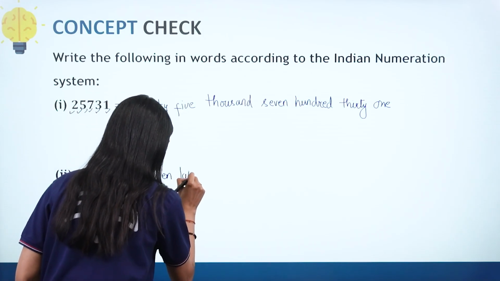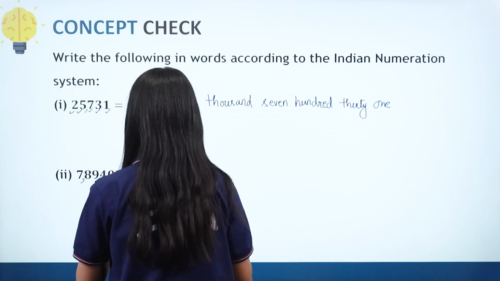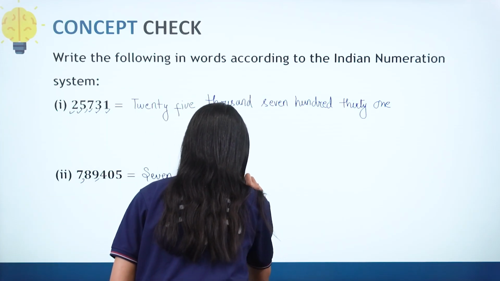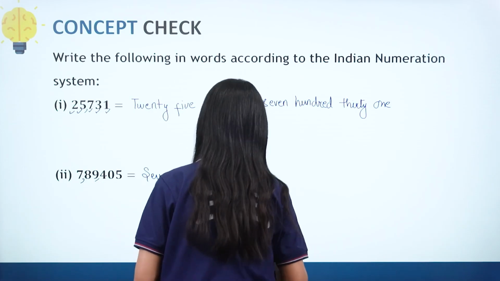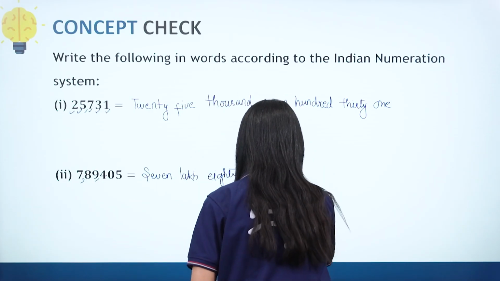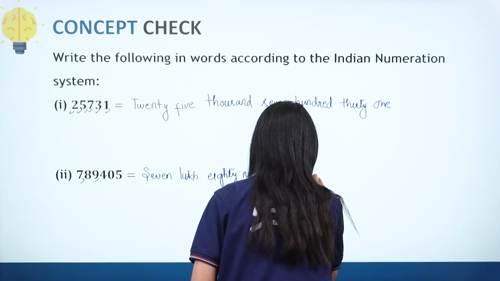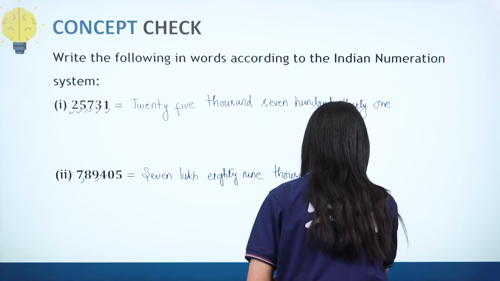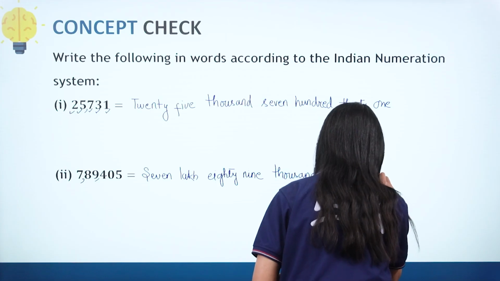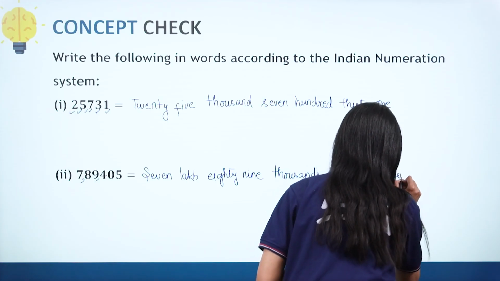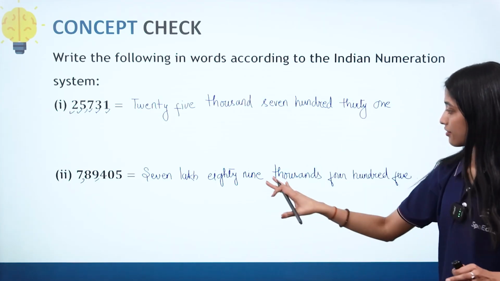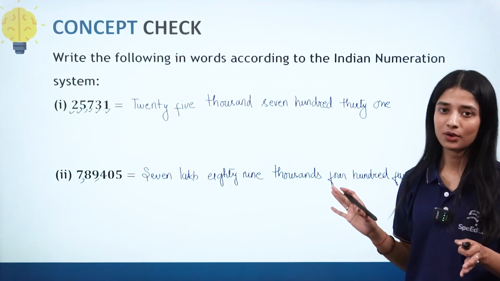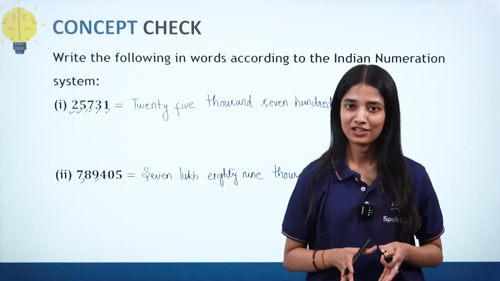Okay, so we will write it like this: 7 lakh, then we have 89 thousand and 405. Okay, 7,89,405. So this is how we can write these numbers in words in the Indian numeral system.